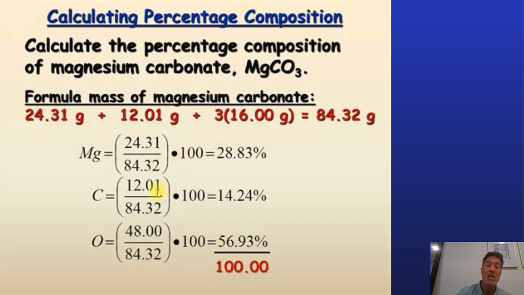We're going to use that in each one of these as the whole, right? Because percent composition is the part of the whole, part of the whole, part of the whole. So the magnesium part is the molar mass of the 1 magnesium over the whole that we just calculated times 100. So it's 28.8% magnesium. 12 over 84, 14.2% carbon. 48 for the oxygen out of 84 is 56.9%. Those add up to 100%. So this is 28% magnesium, 14% carbon, and 57% oxygen.